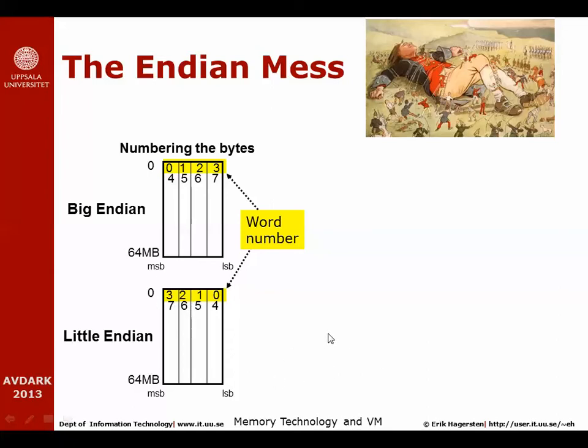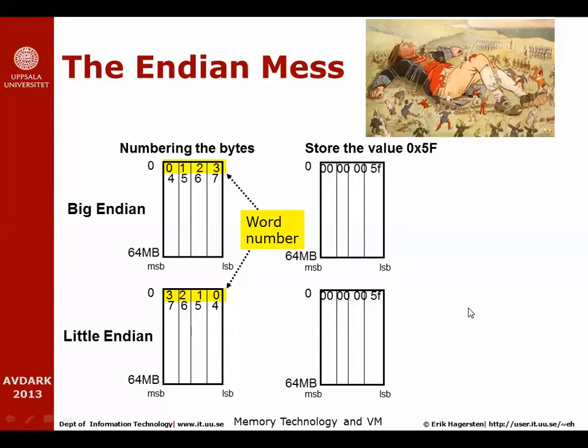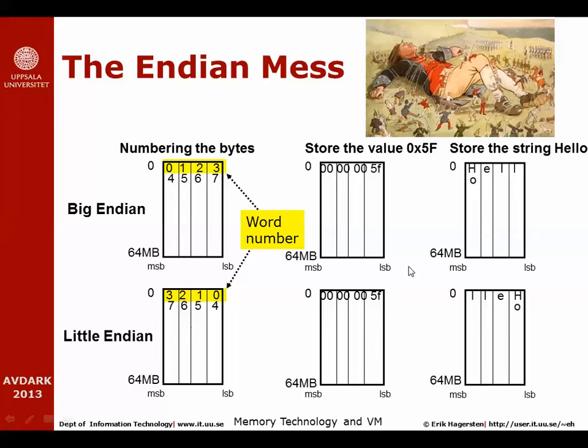Well, if you store, for example, a number, let's say you would like to store the hex value 5F in the big endian and in the little endian machine, that means that they would store exactly the same thing. Because that's the least significant byte, and that's where you store the least significant bits of the data you store in both worlds.